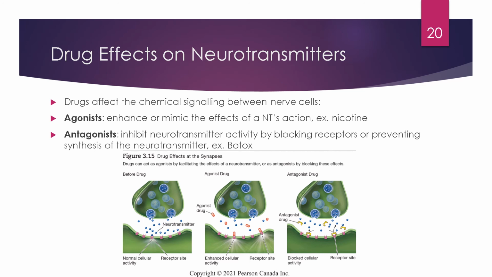whereas your antagonists, if you think of someone who antagonizes somebody, they're kind of like the bad guy, right? They kind of block something. So they inhibit the neurotransmitter activity by either blocking the receptors or preventing the synthesis.